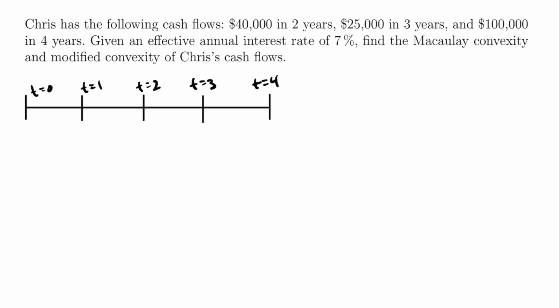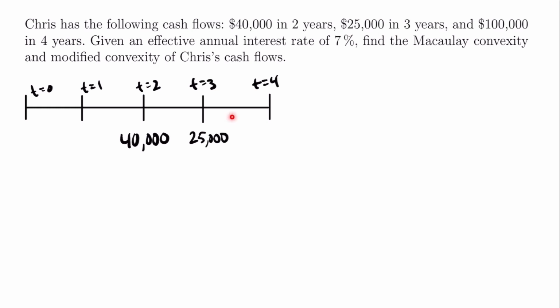All right, so the first cash flow that we know about is this $40,000 in 2 years. So if we're starting at time equals 0, 2 years later would be at time equals 2. So we have $40,000 at time equals 2. Then the next cash flow is $25,000 in 3 years. So if we're starting at time equals 0, 1, 2, 3, takes us to time equals 3. So we have $25,000 at time equals 3.